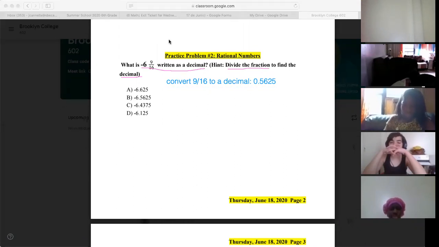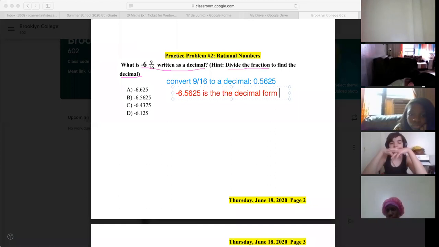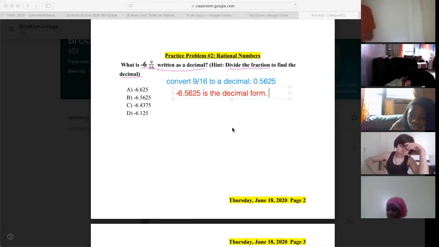Let's think about this. You can do this. I believe in you. Look, check this out. So we have -6, and we add the decimal. -6 point. What's the decimal you just said? 5.625. Yeah. So the decimal form is -6.5625. So Aiden, what answer should we now select on the paper?